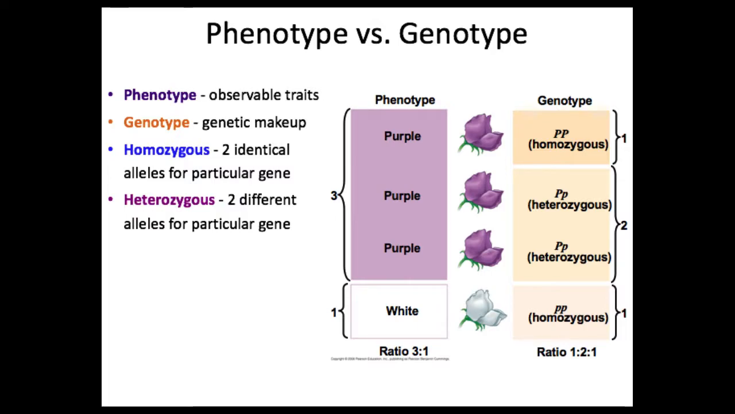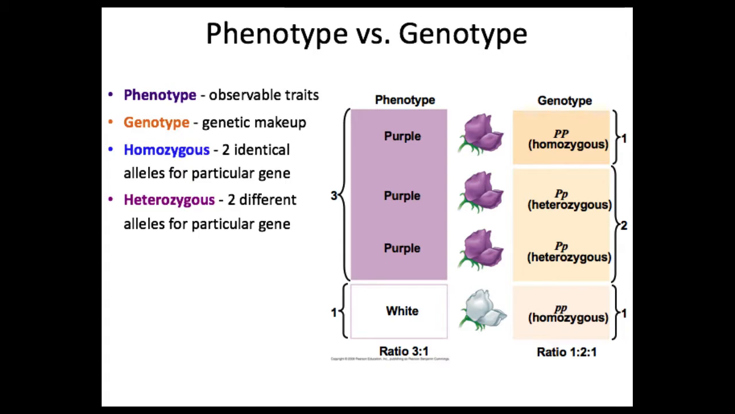Here's some definitions that we need to understand to have mastery over how inheritance works. The first term is phenotype, which is all of the observable traits of an organism. The phenotype may or may not match the genotype, which is the genetic makeup of an organism. Homozygous refers to the fact that an organism carries two identical alleles for a particular gene, and heterozygous means that we have two different alleles for a particular gene.